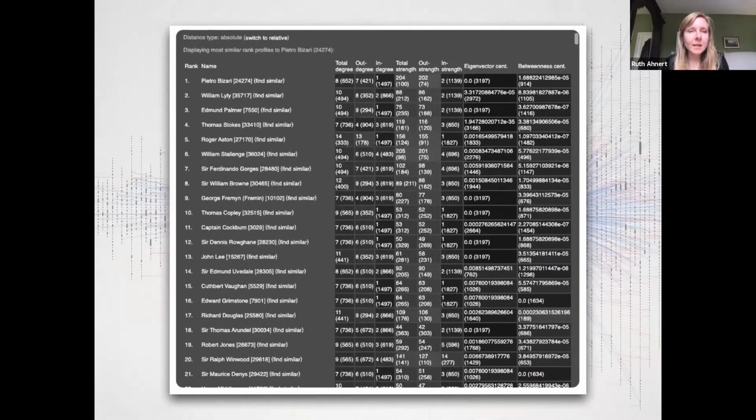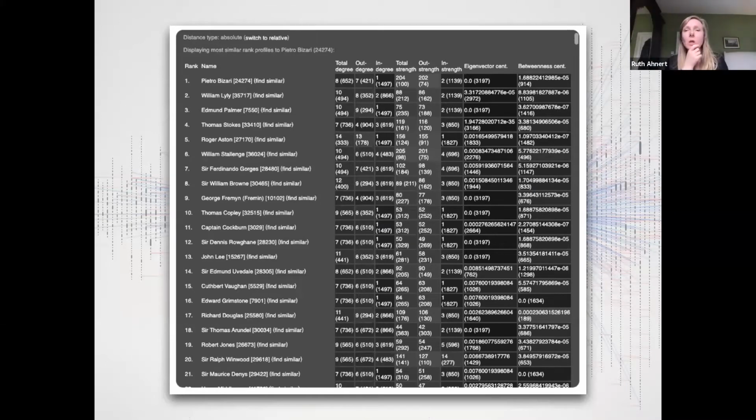So this is the kind of ranking interface we have for finding the most similar profile. You'll notice these different shades of grey. So this is for Pietro. This is the most similar people to Pietro Bizzarri, who was a historian touring around Europe, but used his itinerant position to send intelligence back to the Tudor government. And you see he's got really low eigenvector centrality, which is black, but quite high total strength, like the number of letters he sends.